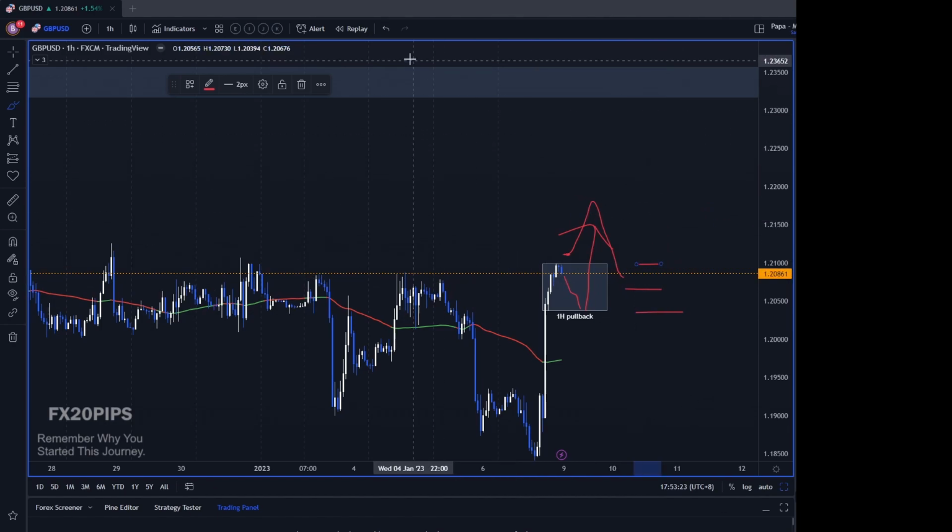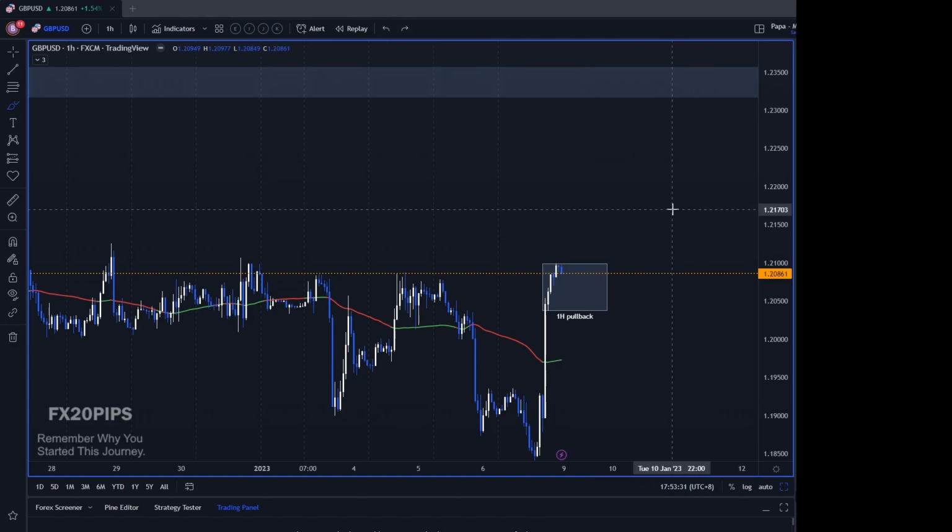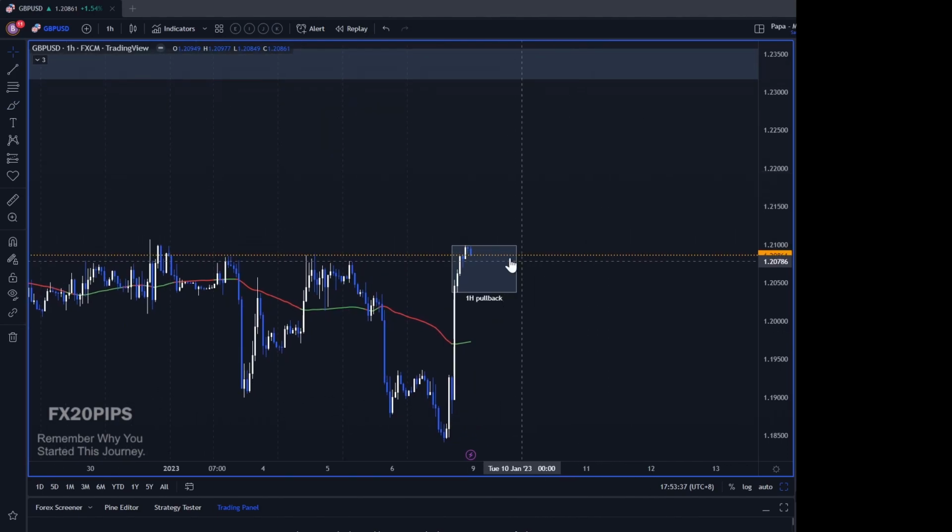Okay, so I don't know. I'll really have to look on Monday morning or London session to decide. Okay, but basically at this stage I block the price into this box, and then we shall see what's going to happen here.